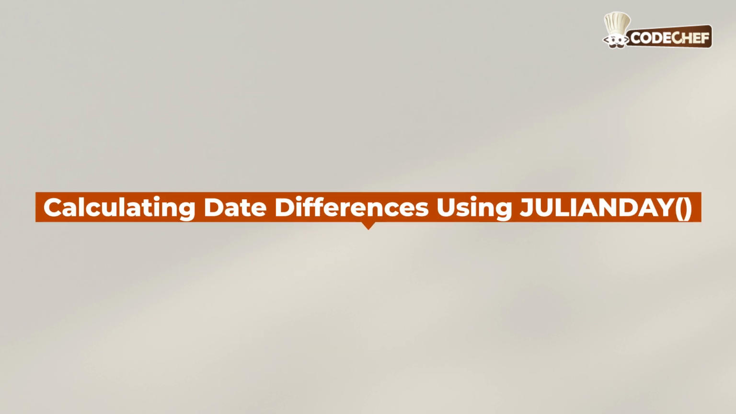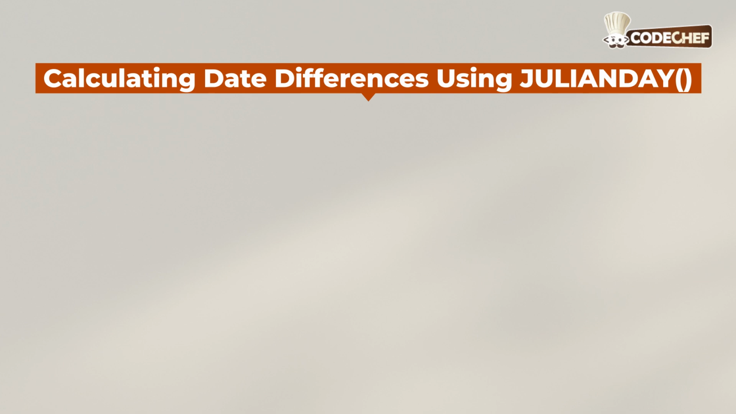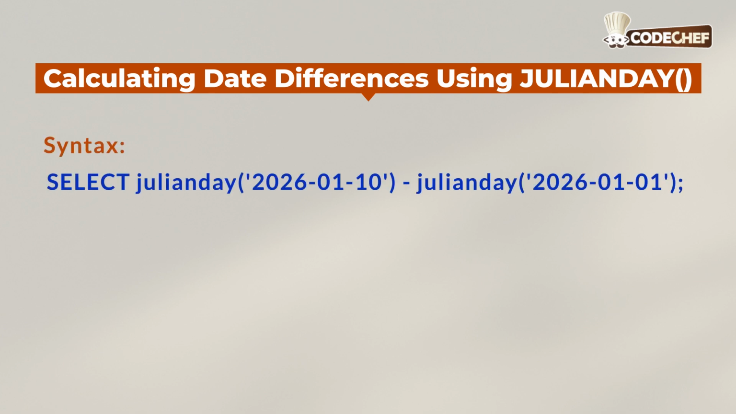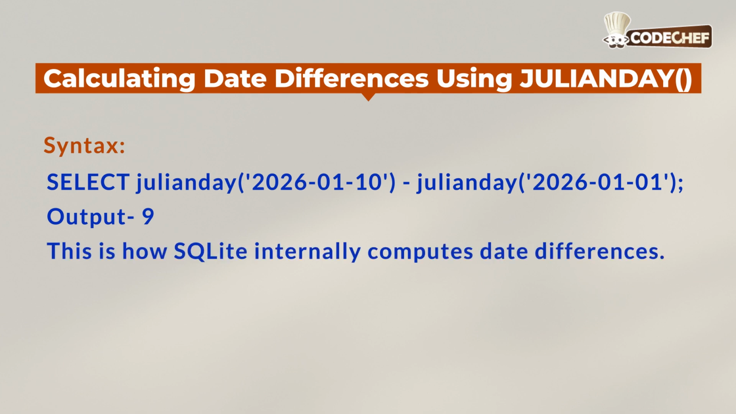Then how do we calculate date differences using Julian day function? Syntax is select julianday then inside bracket 2026-01-10 in single inverted commas minus julianday and then in bracket in single inverted commas 2026-01-01 bracket close and semicolon. Its output will be 9. So here if you see, the first date is 9 days ahead of the second date. So when we subtract these dates, the output will be 9. This is how SQLite internally computes date differences.